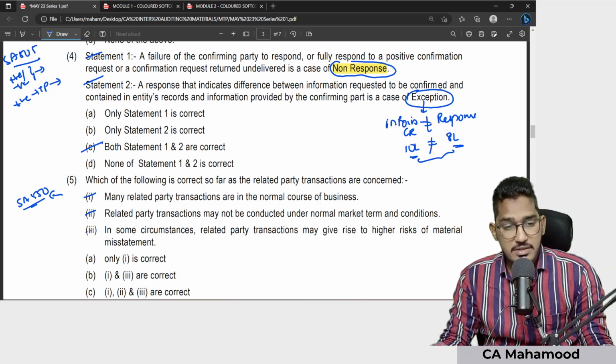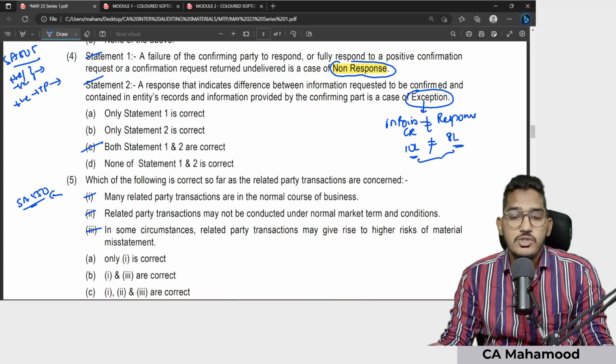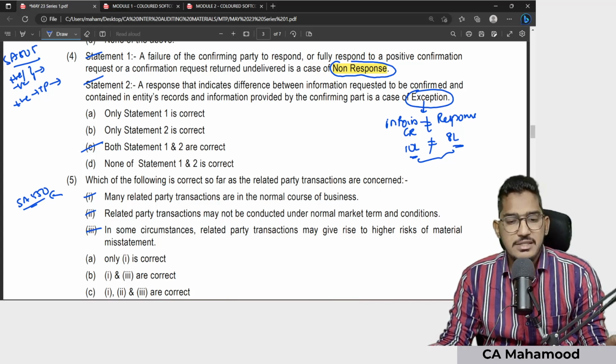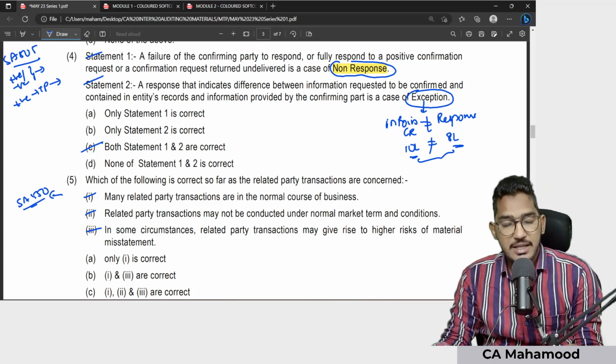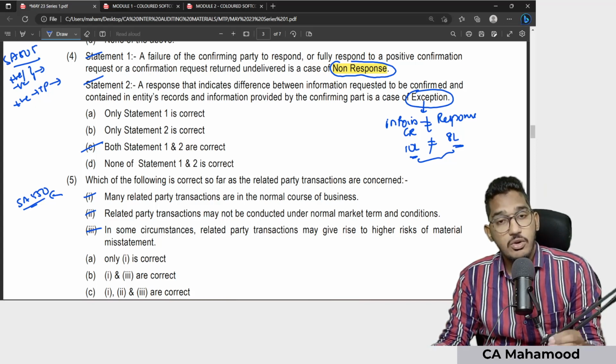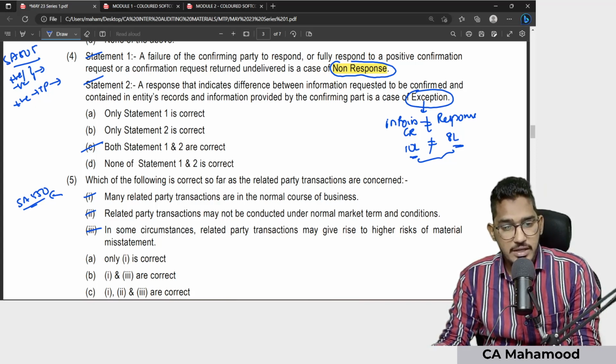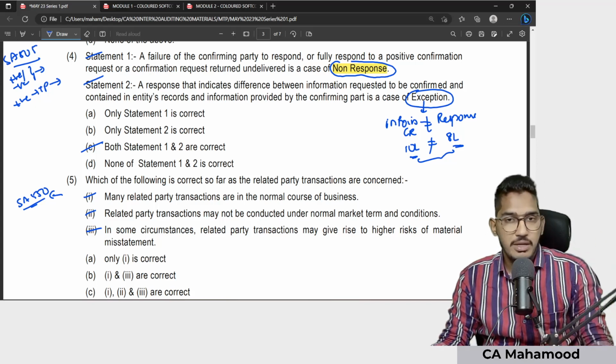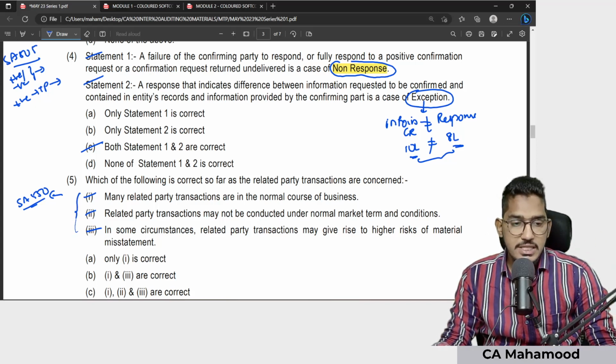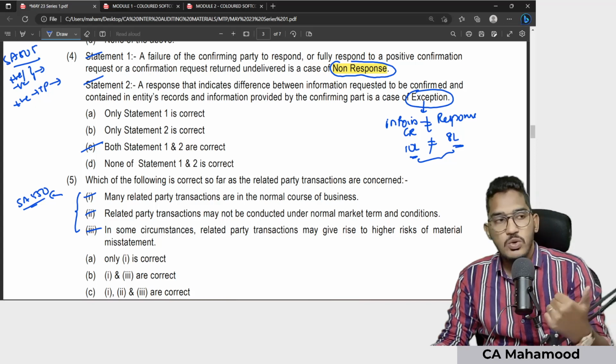In some circumstances, related party transactions may give rise to higher risk of material misstatement. Obviously, in certain circumstances, like in the second case, when the related party transactions are done not under normal market terms and conditions, then the risk of material misstatement is much higher. So all the three statements are correct as per SA 550. So what are the three statements?